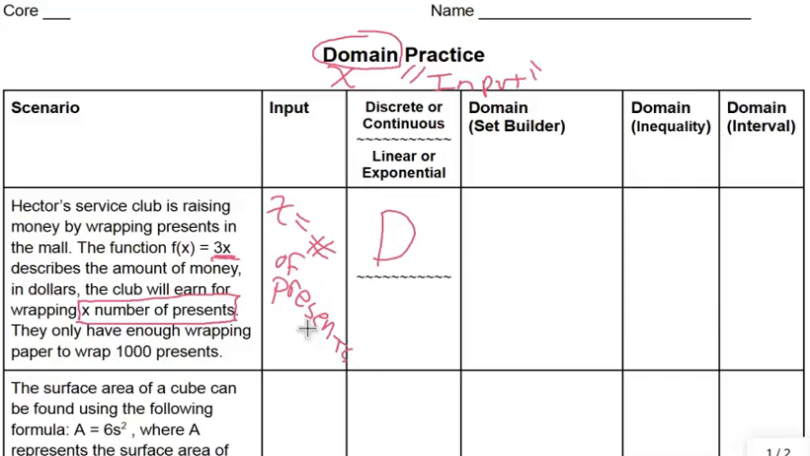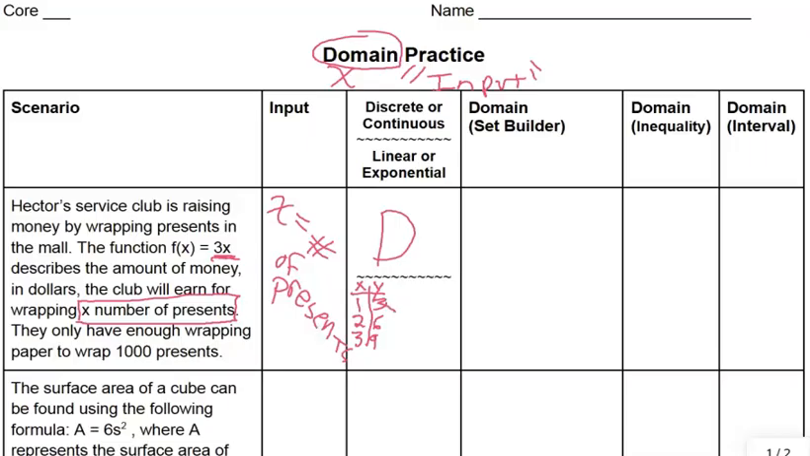Now, under that little half dashed line there, I'm also supposed to indicate if this is linear or exponential. If you're struggling with that, you can make yourself a little table. If I were to make a table, my X's would go here, my Y's would go there. If I paid to have 1 present wrapped, it would be $3. If I paid for 2 presents, it would be $6. 3 presents, it would be $9.